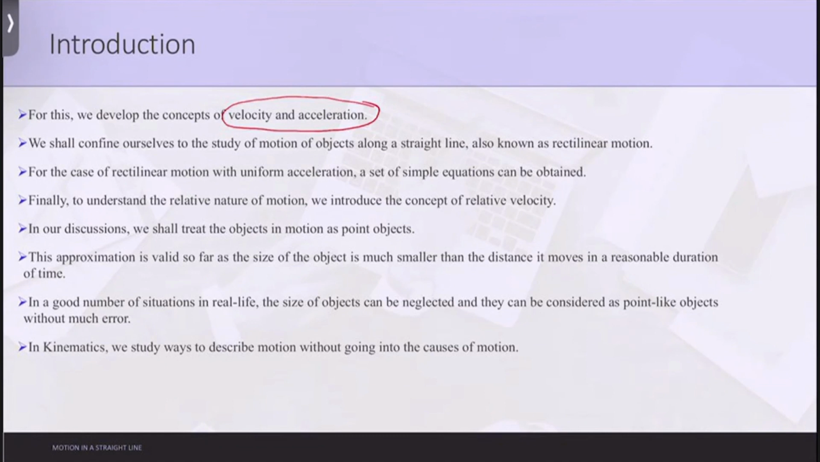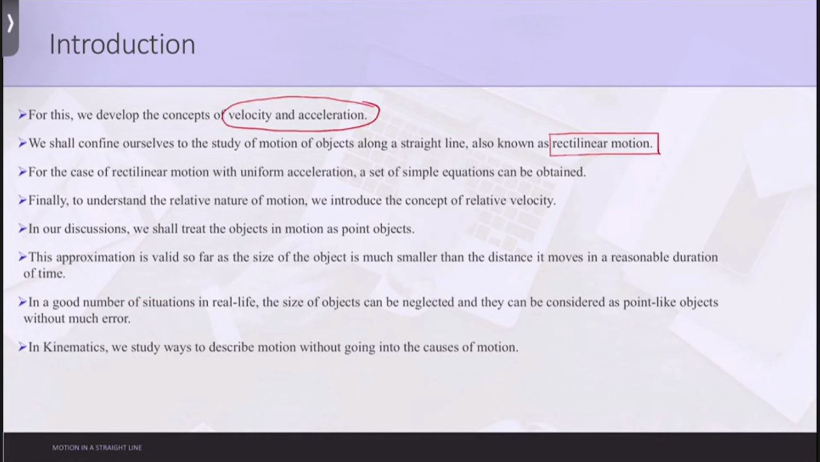We shall confine ourselves to the study of motion of objects along a straight line, also known as rectilinear motion. As the chapter's name suggests, this chapter is based on the complete study of straight line motion. Therefore, we will only consider the motion of objects in a straight line. This is just for your reference, that this motion is also called rectilinear motion.